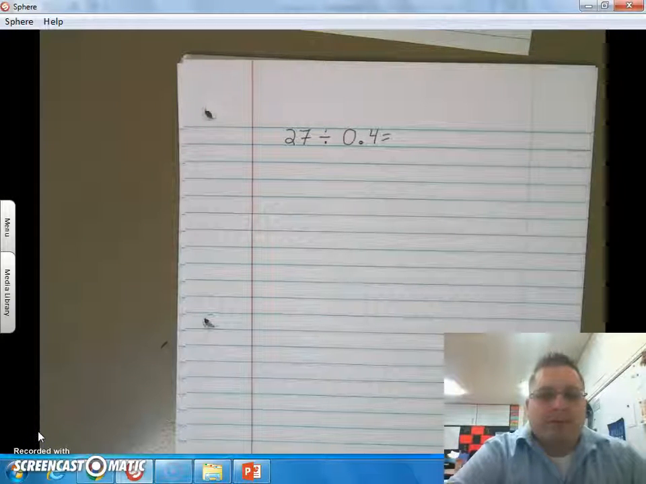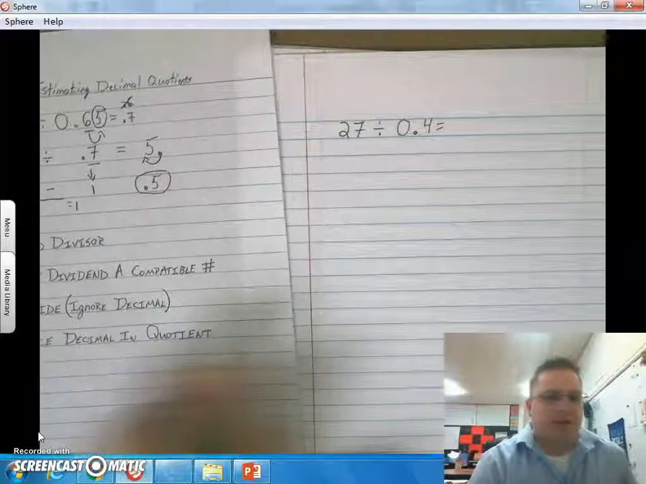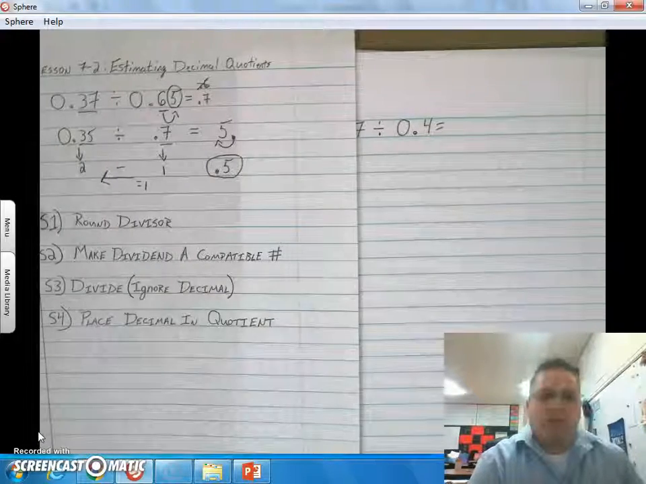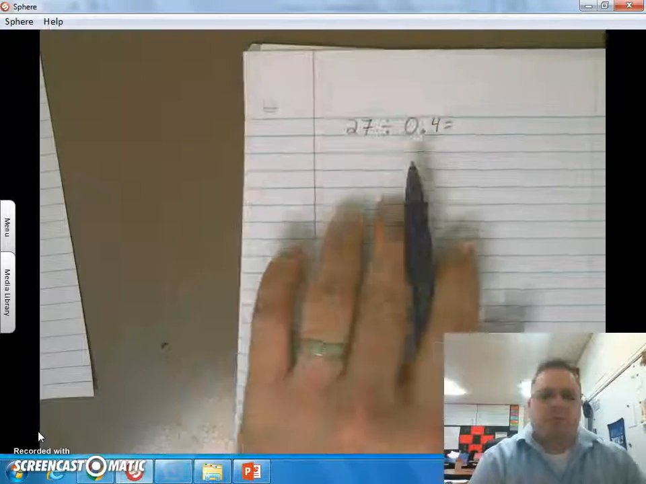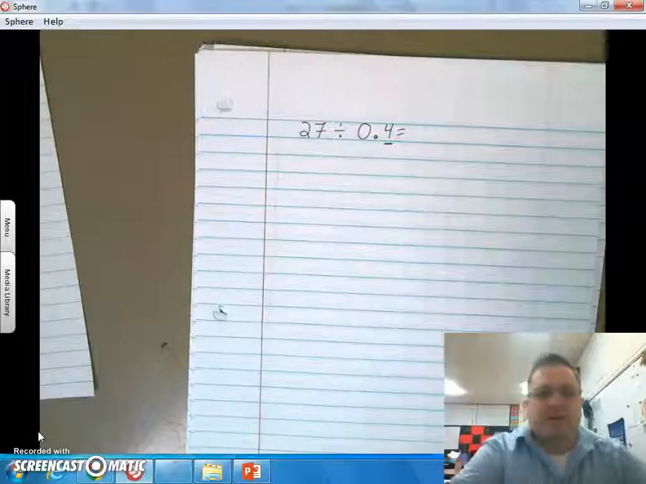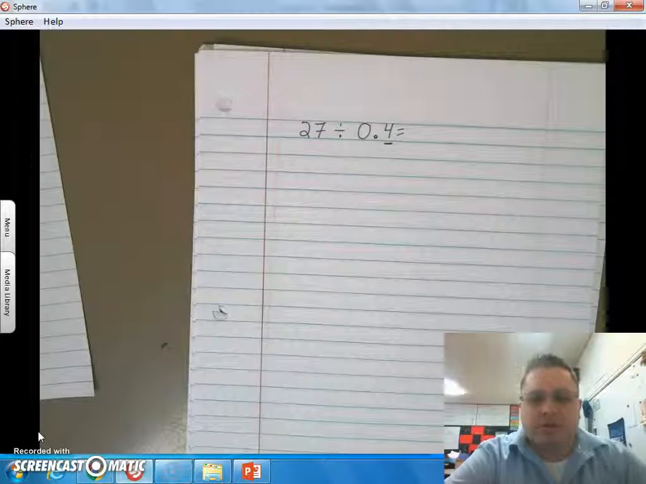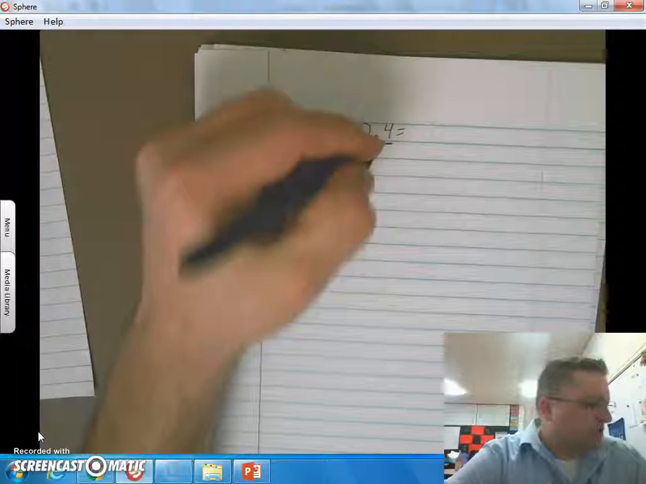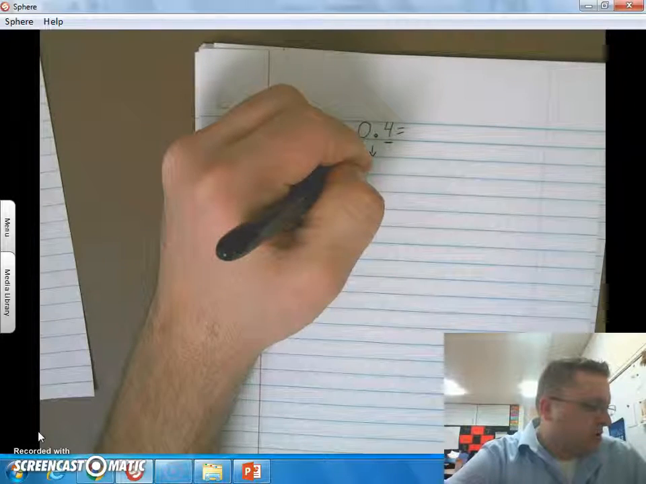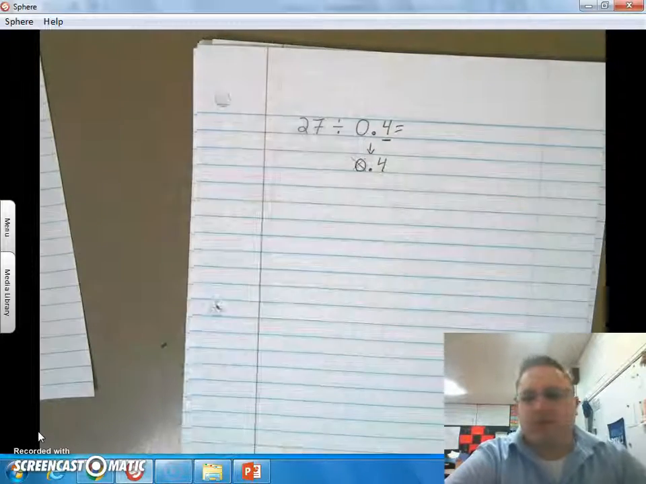Alright, so I've written a new problem. We have 27 divided by 0.4. I'm going to follow my 4 steps, and if you remember them, I'm going to show them here to the side a little bit. Step 1 was to round our divisor. So 0.4 is my divisor, and I'm actually lucky here because the 4 doesn't have to round anywhere. There's no number to the hundredths place. So 0.4 is going to stay just the same as 0.4.